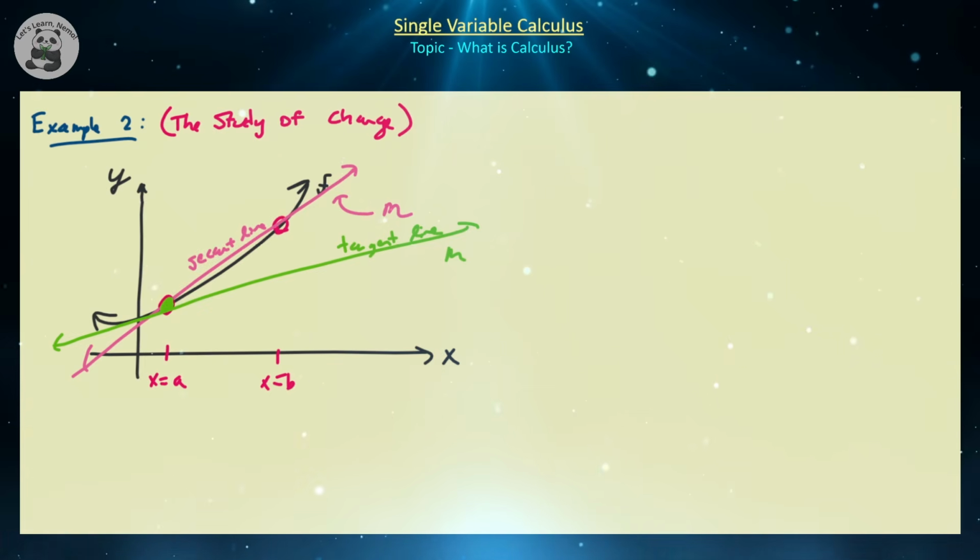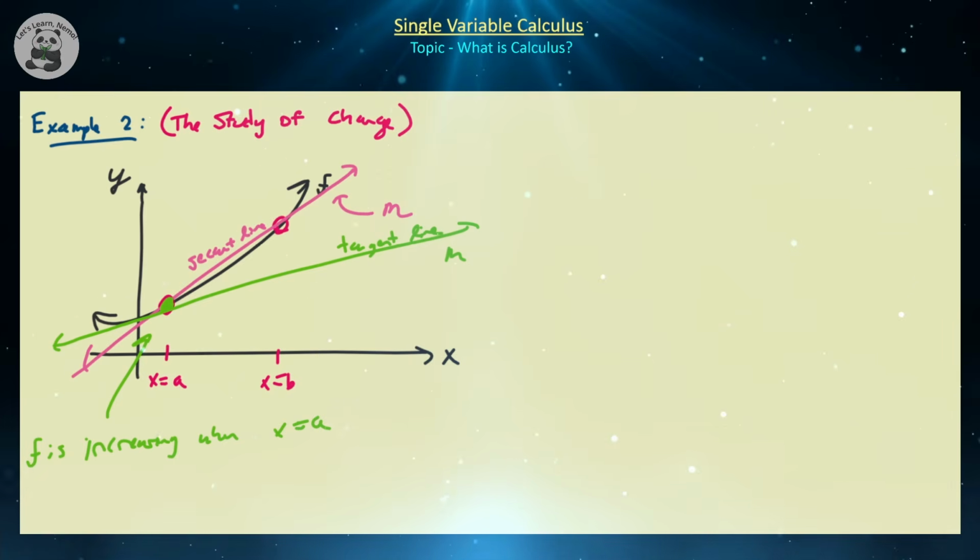Well, according to this graph, both are increasing, but m is a little bit less in terms of magnitude compared to the pink m, right? So obviously we see that the slope in this graph is positive, therefore the function is increasing. So f is increasing when x is equal to a. But how fast is it increasing? I.e., what is the value of that slope?